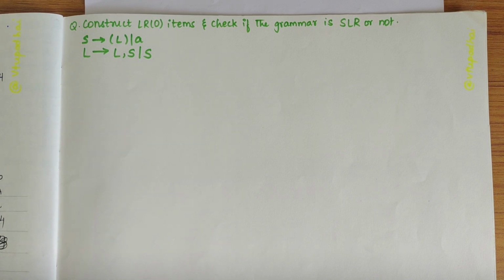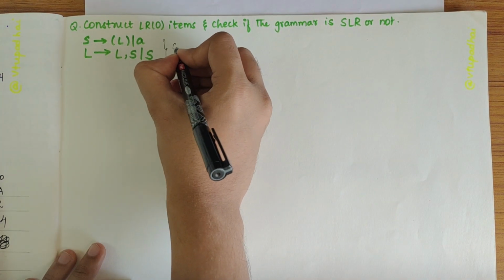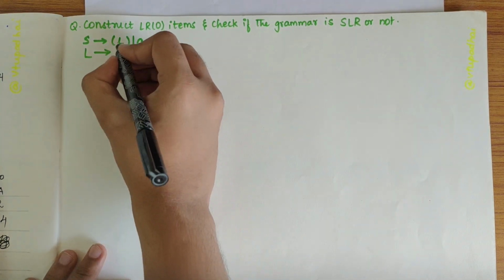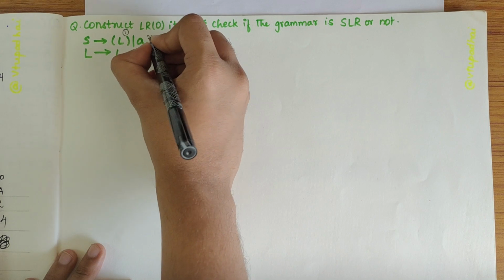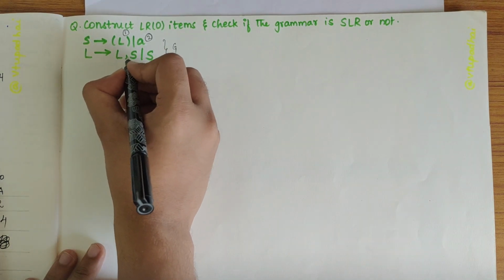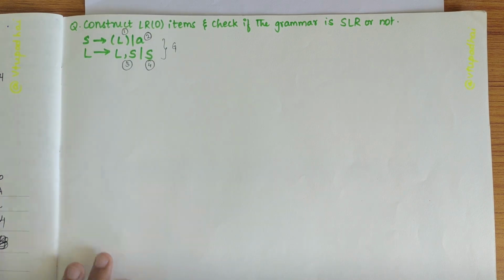In this video, we'll be constructing the LR0 items for the given grammar and check if the given grammar is SLR or not. So I'll consider these productions as grammar G: S derives (L) would be the first production, A would be the second production, L derives L comma S would be the third production, and L derives S would be the fourth production.